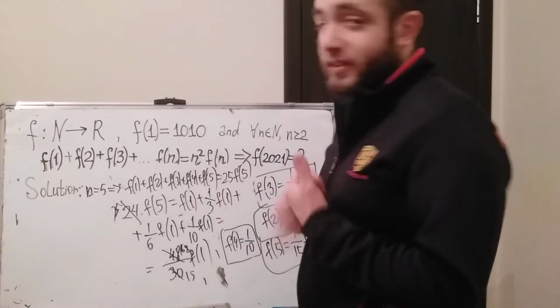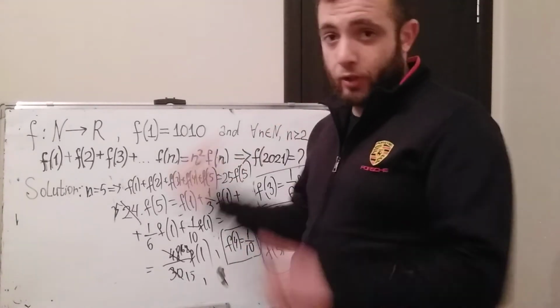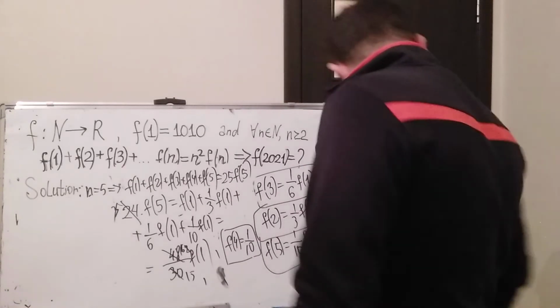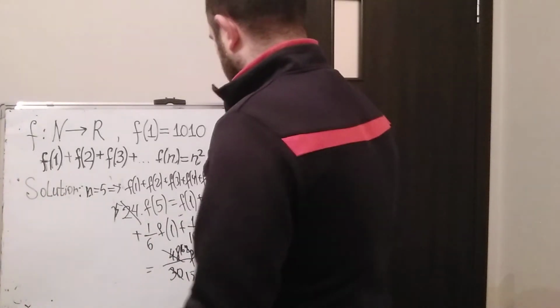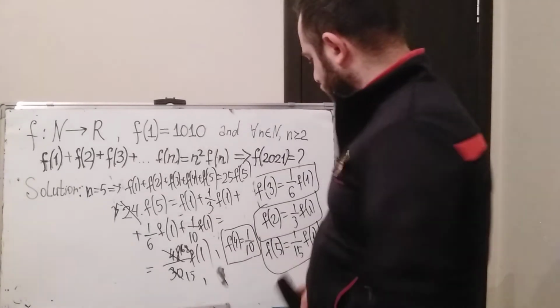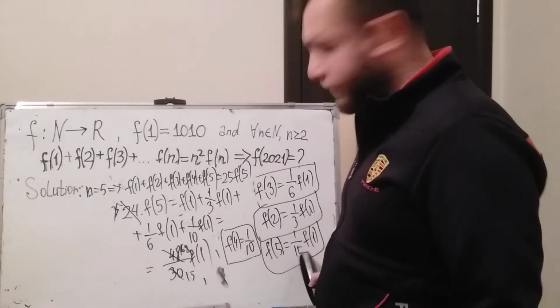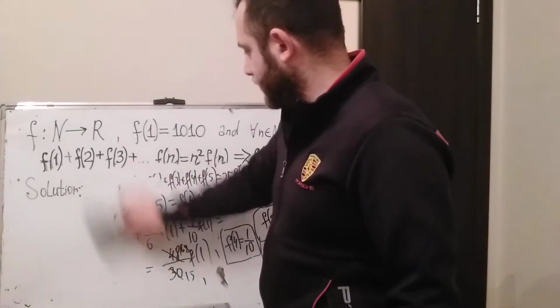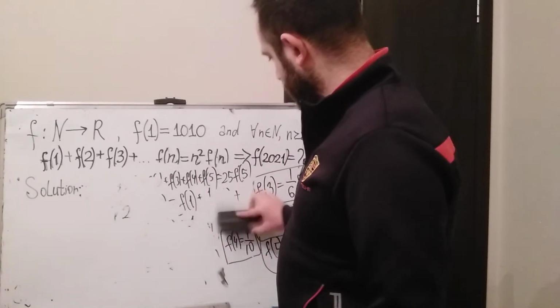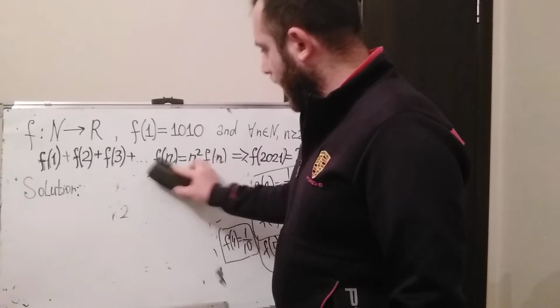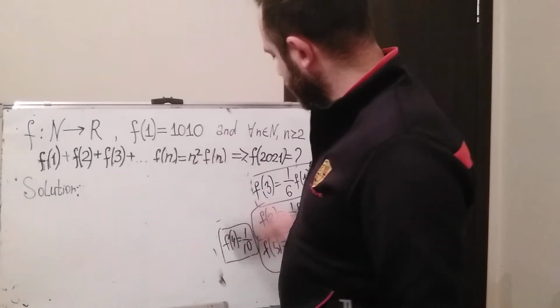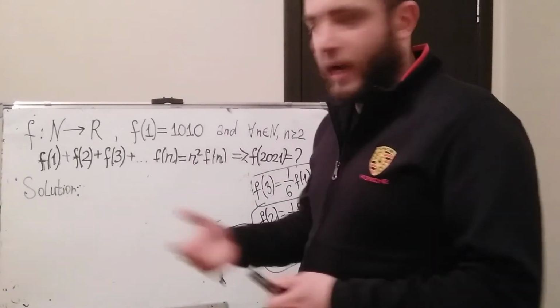Now let me find f6. Okay, if you got it, I think we knew that f05 is 1 over 15 f01. So let me proceed to find the value of f06, because f06 or f07, those values are already, let's say, key values.